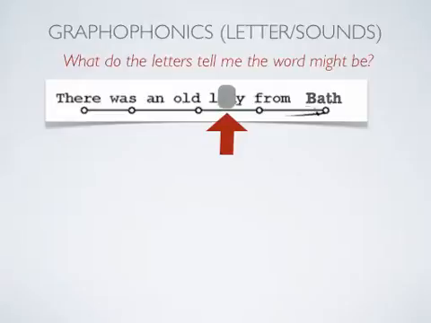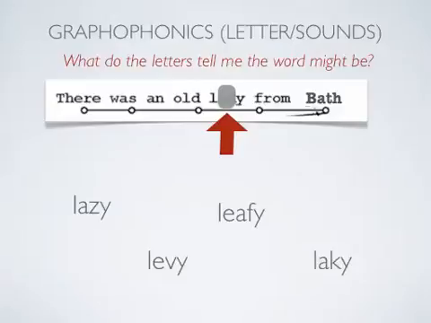For the last cueing system, we need at least some of the letters. Unlike semantics and syntax, we can't rely on the graphophonics cueing system without some of the letters themselves. Remember that proficient readers don't focus on every word and every letter. Also, we don't tend to rely on all of the letters to come up with the word. That's because we have both syntax and semantics to help us. So someone who is just relying on the first and last letters here, but who is not relying on both syntax and semantics, might choose one of these. There was an old lazy, there was an old levy, there was an old leafy, there was an old lakey.